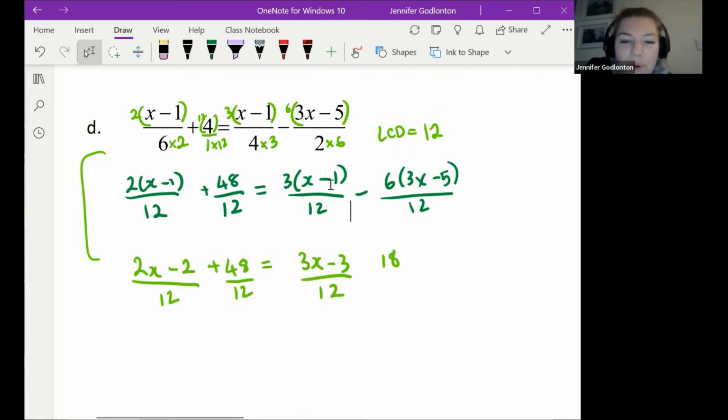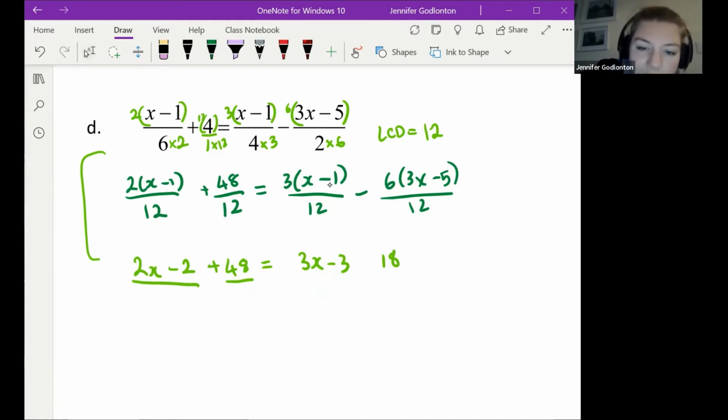Okay, once we're at this point over here, because our denominators are all the same as each other, we can just kind of ignore them. So we can drop the denominators, and that makes our life a little bit easier. Okay, so Shaden, don't panic. Are you confused with this up here? Just what we did there?